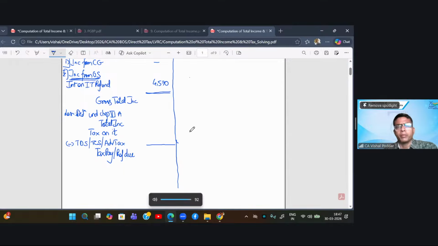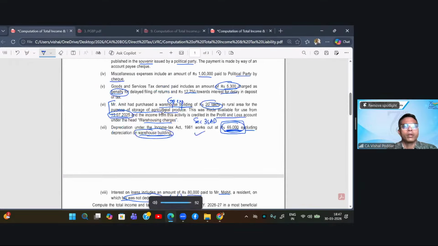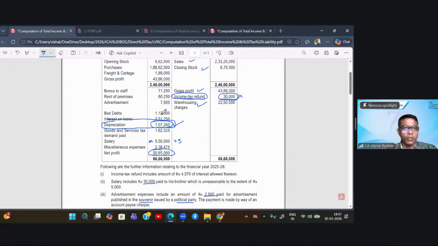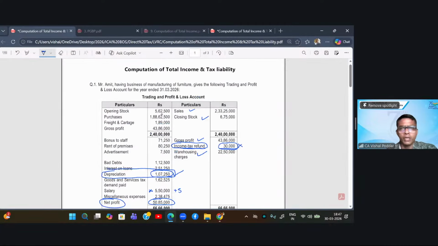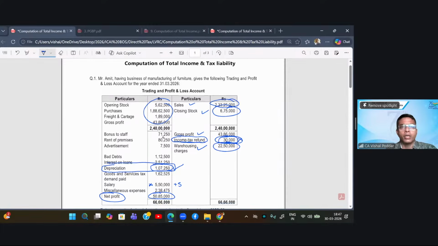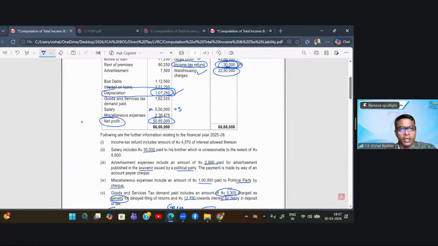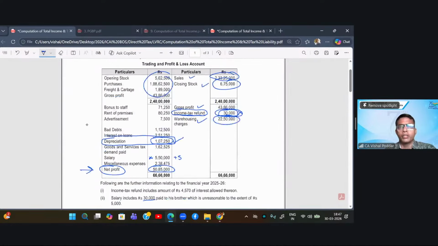No. Understand one thing, beta. See, how we are going with the computation, we are taking this as our starting point, correct? Taking this as a starting point, this whole amount and this whole amount have been added, and all these amounts here have been subtracted, correct? So in this net profit, this whole amount is included, is added in this net profit. Firstly, is this clear?